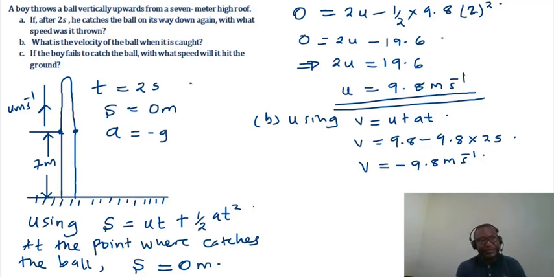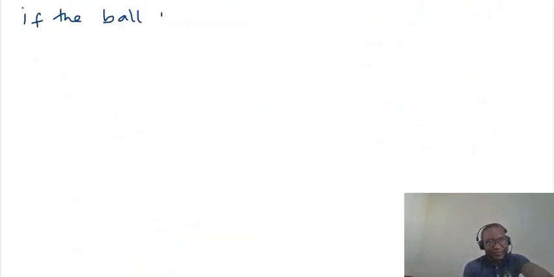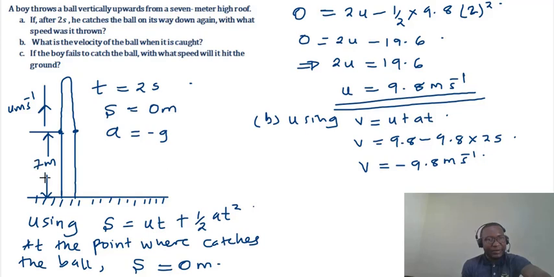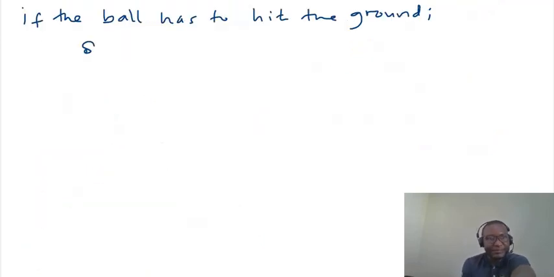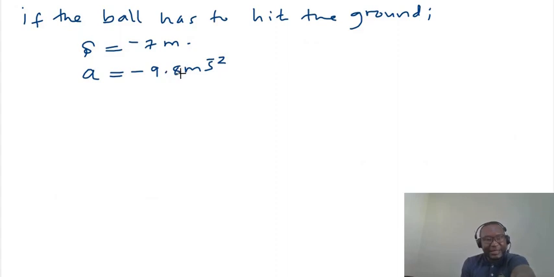We have part C also. If the boy fails to catch the ball, with what speed will it hit the ground? Now, if this ball has to hit the ground, the displacement of the ball is going to be negative 7 meters because whatever is up here cancels itself, and because we are moving in the opposite direction, so this becomes negative 7 meters. The acceleration due to gravity is still negative 9.8 meters per second squared because it was projected against gravity.